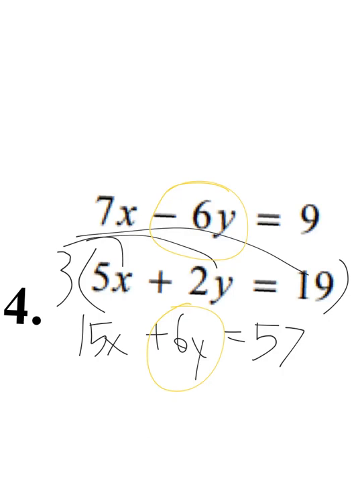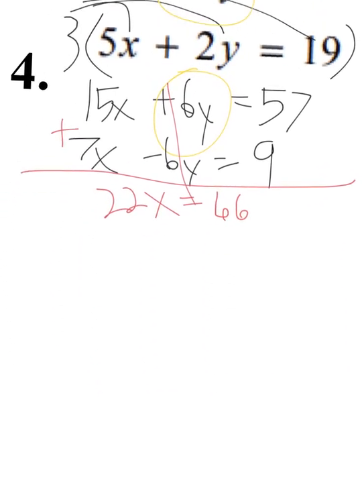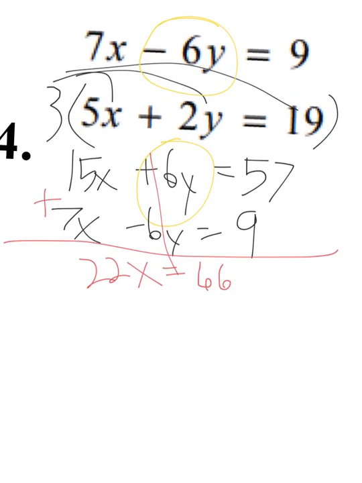So I'm going to rewrite the other equation before I do anything else. 7x minus 6y equals 9. And now I'm going to add these two equations together. So that cancels. That gets me 22x, and 57 plus 9 is 66. So divide by 22, you get x equals 3.